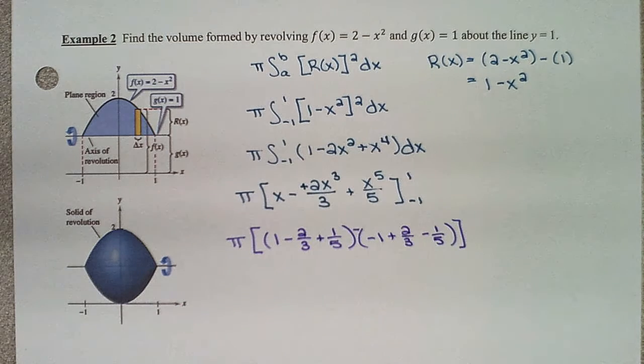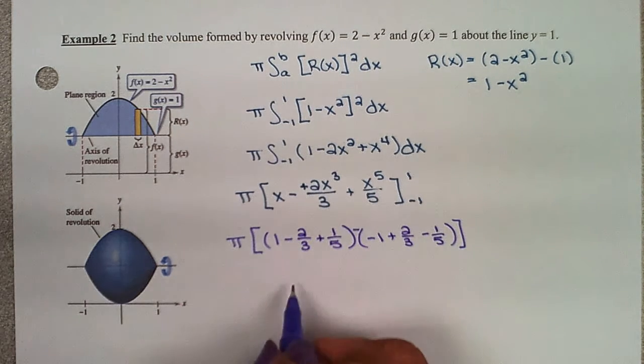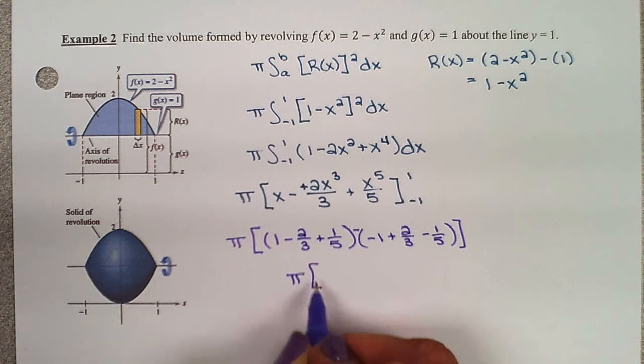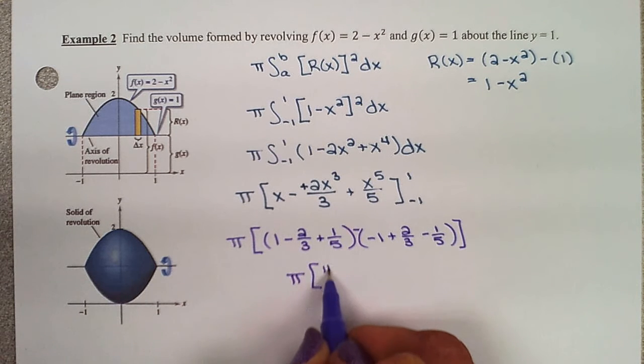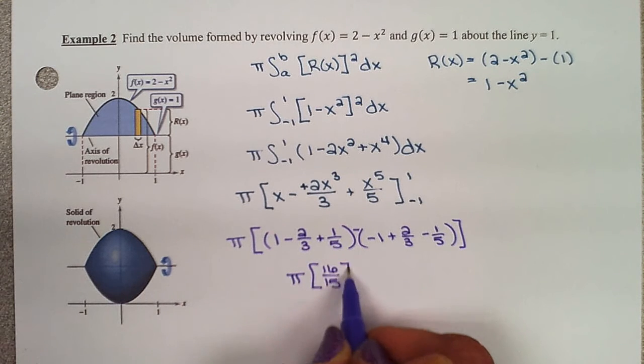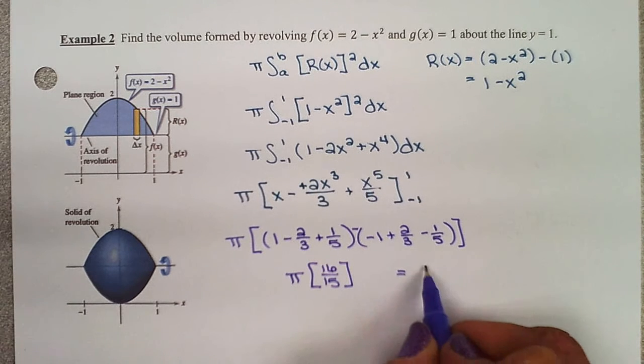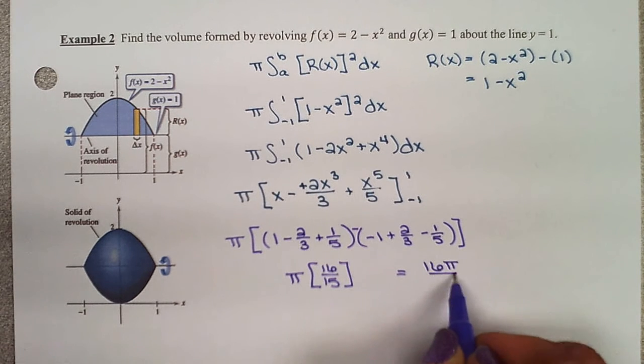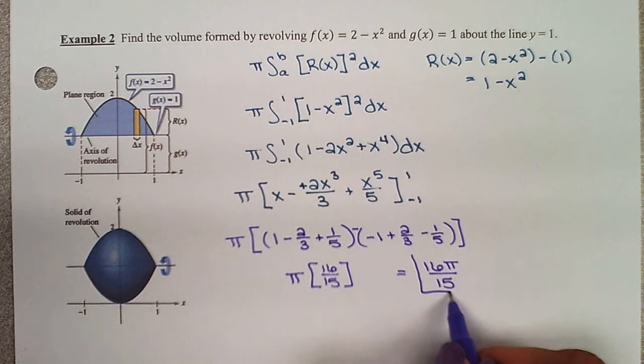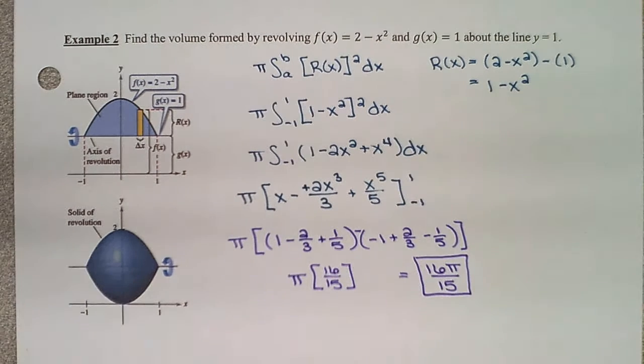And now if we get our calculator and plug all of that stuff in here, it's going to end up being 16/15. And when you multiply it by the pi, it just becomes 16 pi over 15. So that's going to be how we do that disk method.